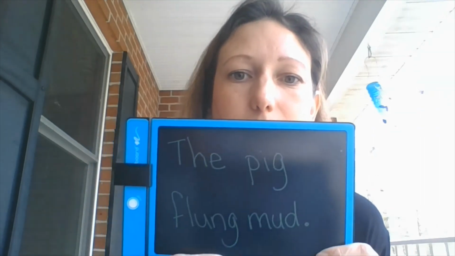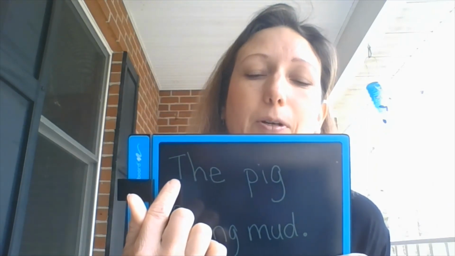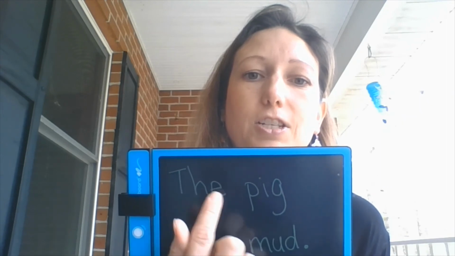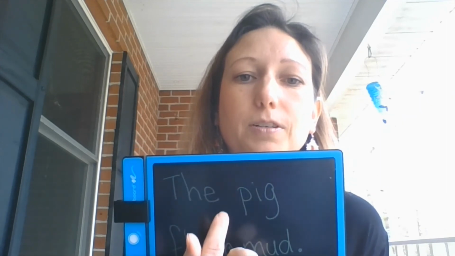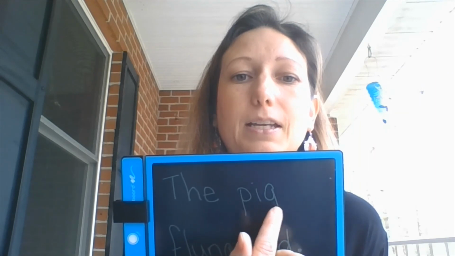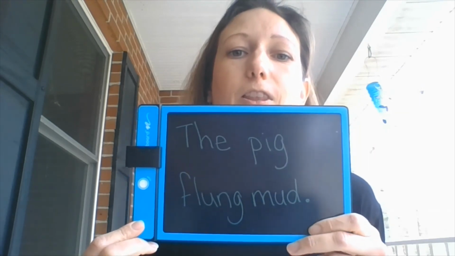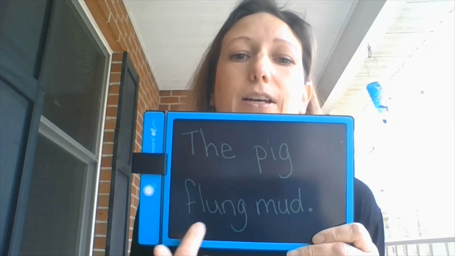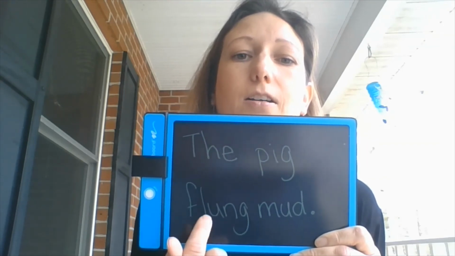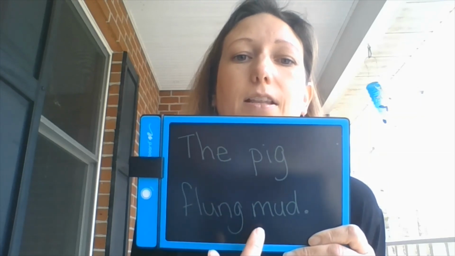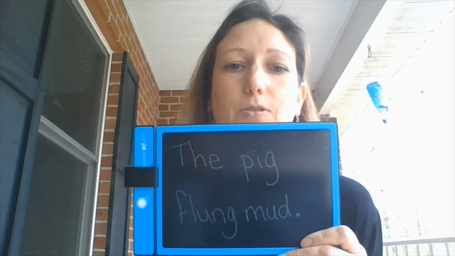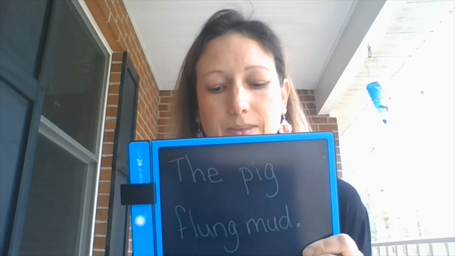The pig flung mud. So here we go. Make sure you have your uppercase or capital letter at the beginning of your sentence. The, T-H-E, space between your words. Pig, P-I-G, flung, F-L-U-N-G. We've got our L blend, F-L, with our chunk, space, and then mud, M-U-D, and you should have a period at the end of your sentence.